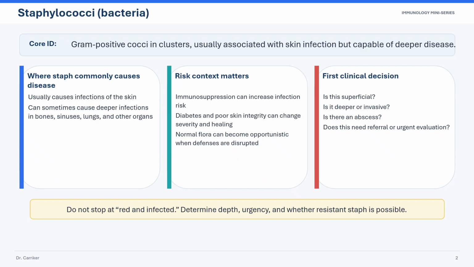become much more problematic. So clinically, one of the first decisions is whether the infection is superficial, like a minor localized skin process, or whether it appears deeper, more invasive, or abscess forming. And that distinction affects the urgency, the referral, and the treatment.